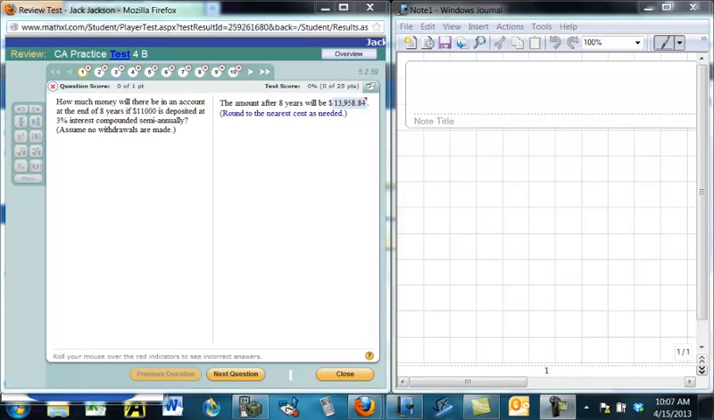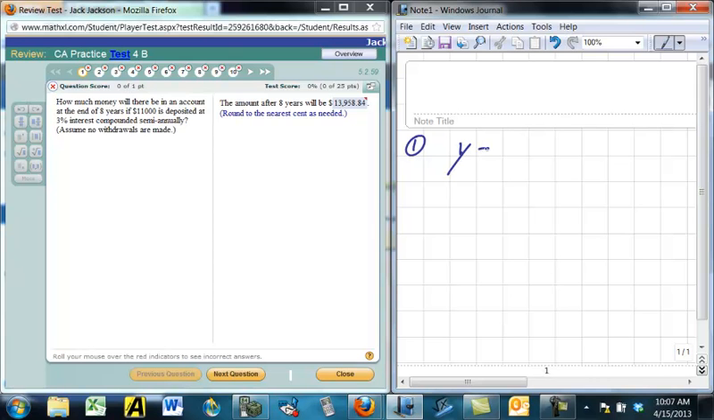Number one. How much money will there be in an account at the end of 8 years if $11,000 is deposited at 3% interest compounded semi-annually? Okay, this is a compound interest type question. Guarantee that you'll probably see one of these on the exam and probably on the final exam too. This is a real basic type of example of applications of exponential functions. And notice the interest is compounded semi-annually.